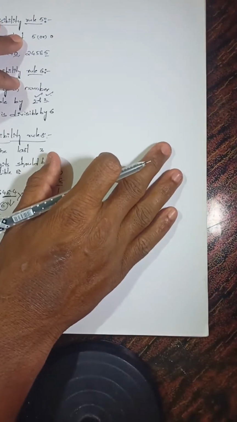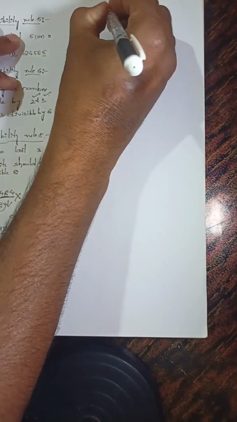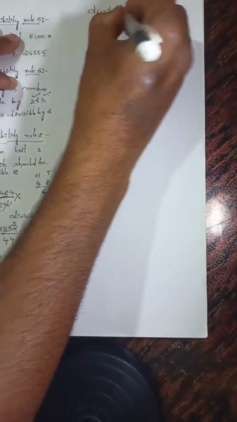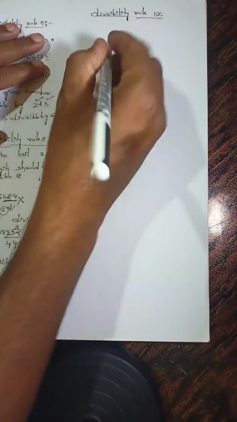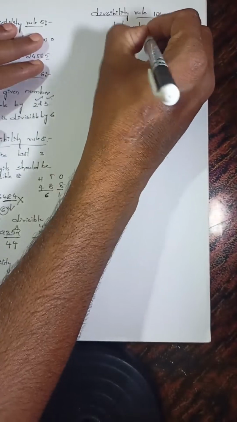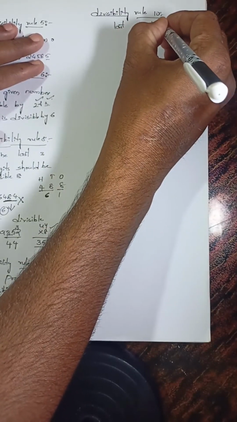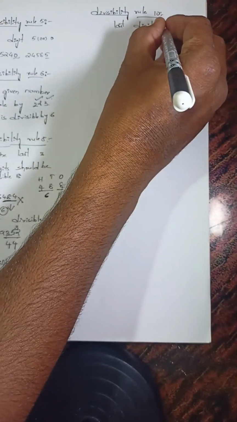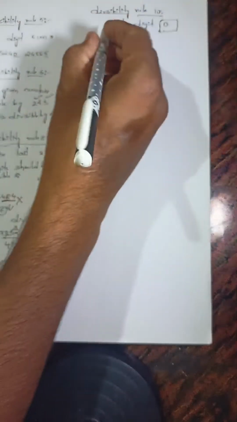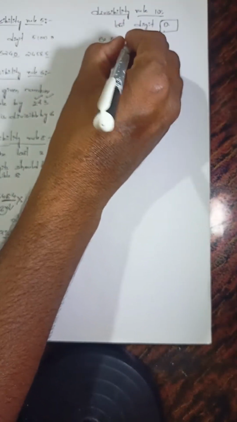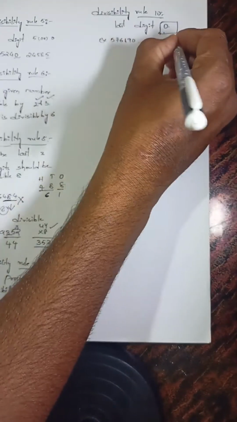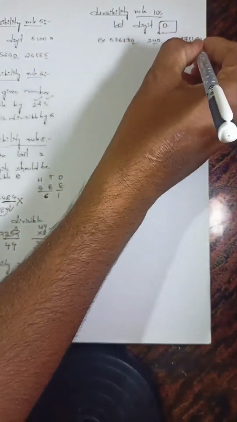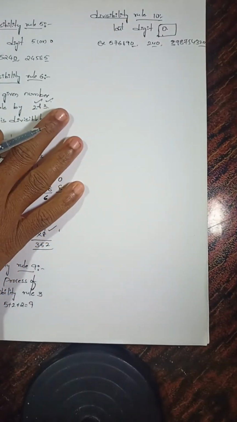Everyone knows about divisibility rule 10, which is very common and very easy. So last digit, what should be the last digit? I am leaving it to you. Last digit, which number you are going to write? Please type the answer. Yes, very good. Last digit should be 0. That's it. For example, 576890, 240, 398754320. Last digit should be 0. That is called divisibility rule 10.